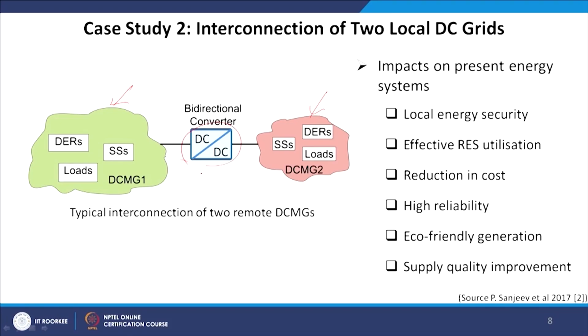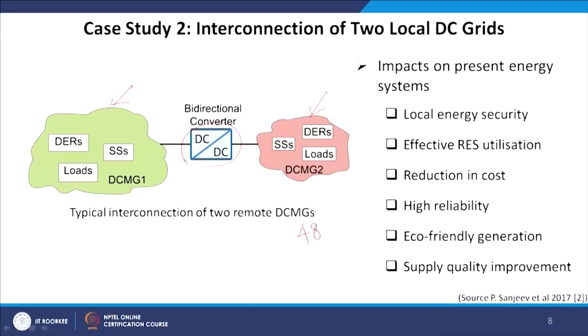But one thing is very clear: both the DC microgrids are not necessarily operating at the same voltage level. One is operating at, let us say, 48 volts and the other may operate at 380 volts. So, the important challenge here, when you have two DC microgrids operating at different voltages, is whether they can be interconnected and whether they can complement each other. That is the important analysis we would like to focus on here.